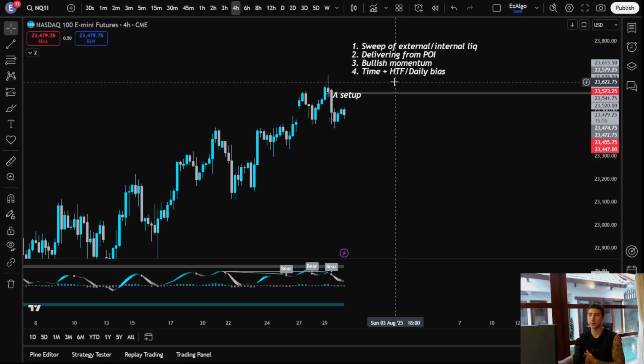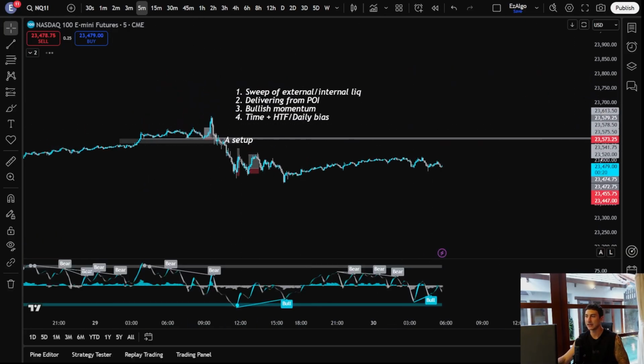Now, because NASDAQ is in price discovery, a daily bias is simple. I'm looking for longs. Whenever an asset is in price discovery, you want to be looking for longs because you have bullish momentum. The trend is bullish. The higher time frame EMAs are bullish. Structure is bullish. So you're going to want to be looking for longs on a lower time frame for that A+ setup. And what I mean by time is mainly New York Open.